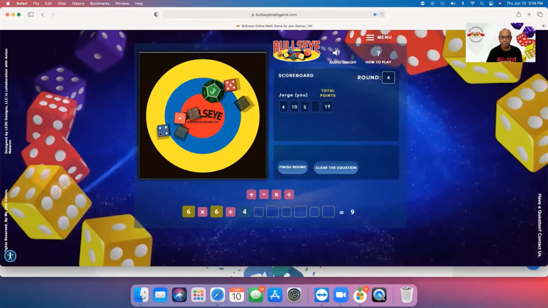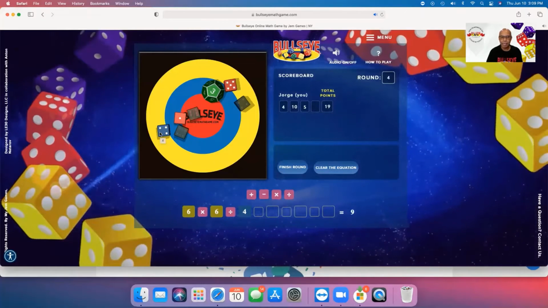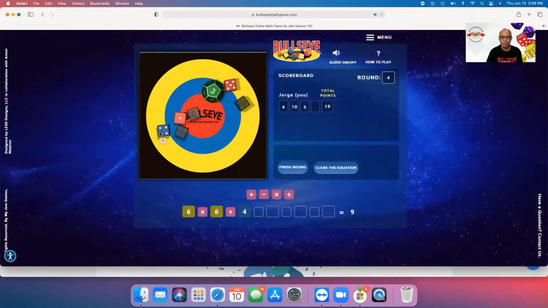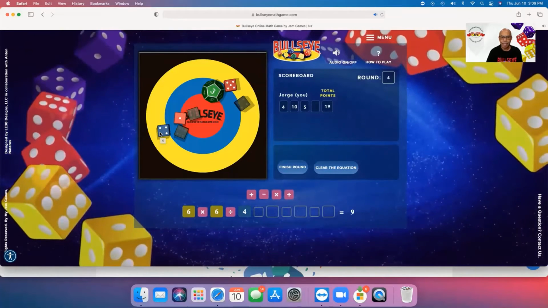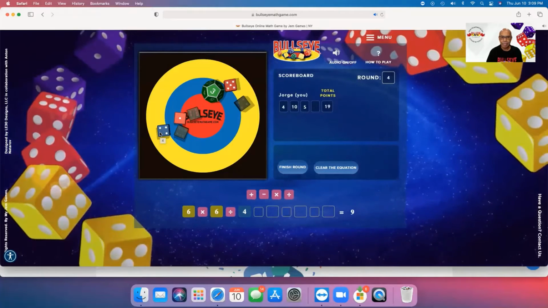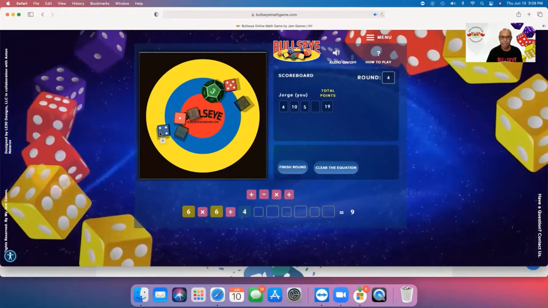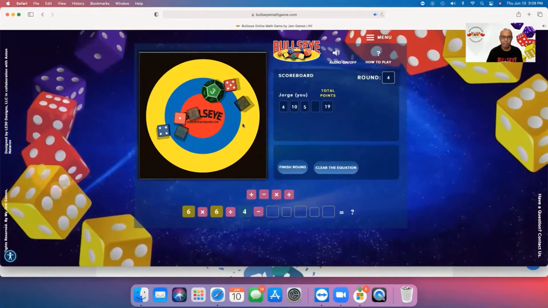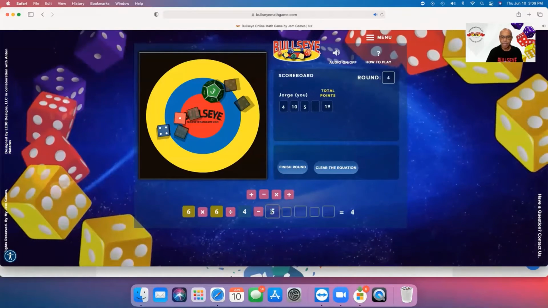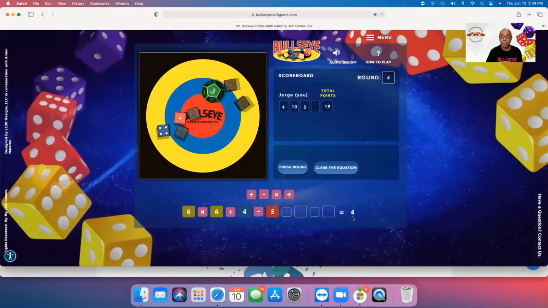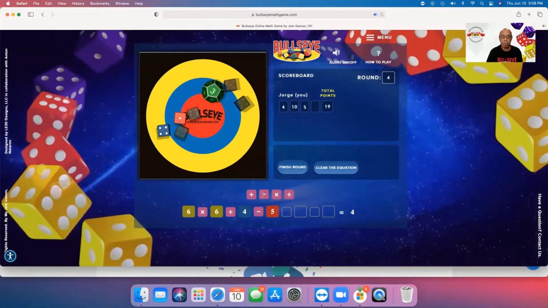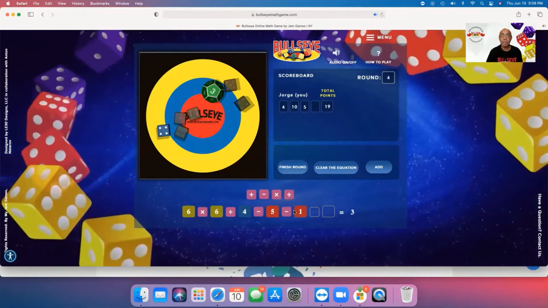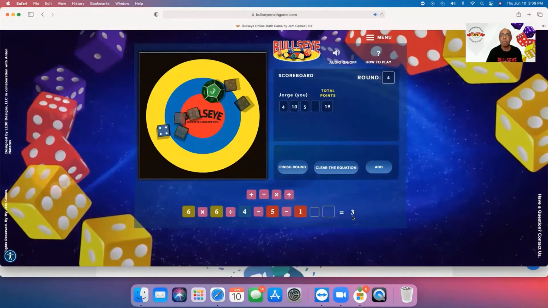If I subtract 4 from 9, that gives me 5. Right? Okay, let me think. I am thinking. So let's subtract 5 from the 9. And that gives me 4. And now I'm going to subtract this 1 to give me that bullseye number of 3.